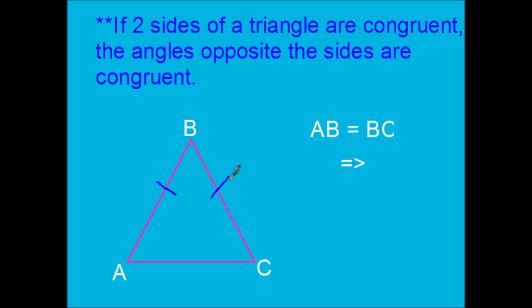AB, BC. Now the angle opposite, or not attached to BC, is going to be angle A. And the angle opposite side AB is going to be angle C. So if we know the two sides are congruent, then we know those angles opposite, A and C, are going to be congruent. Now, a shorthand way of writing this theorem is going to be: if sides, then angles. And that's going to be our shorthand for this theorem right here. If we know the sides are congruent, then we know the angles are congruent.